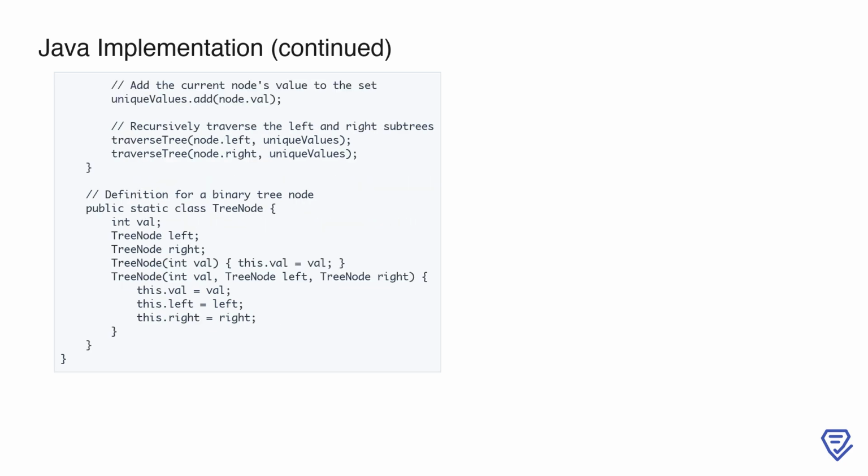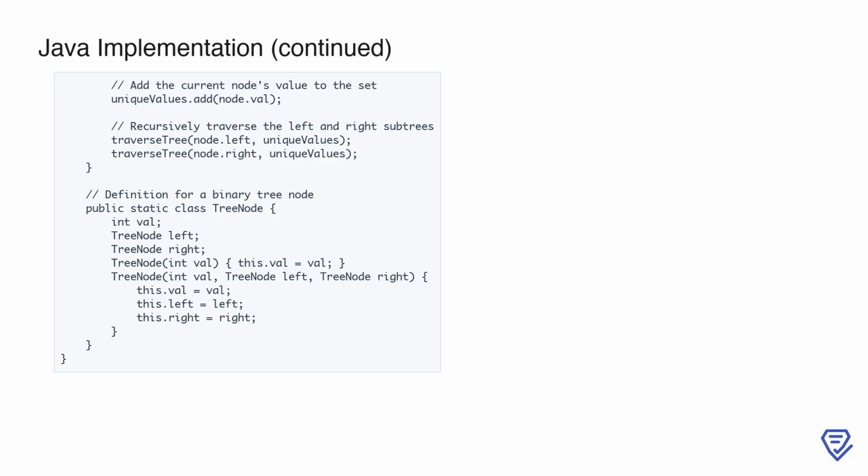The traverse tree helper method is where the recursive traversal of the binary tree happens. If the current node is null, the function simply returns, ensuring we don't attempt to process non-existent nodes. Otherwise, we add the value of the current node to the unique values set, guaranteeing that only distinct values are stored. Next, the method recursively calls itself for the left and right child nodes, enabling a complete traversal of the tree.